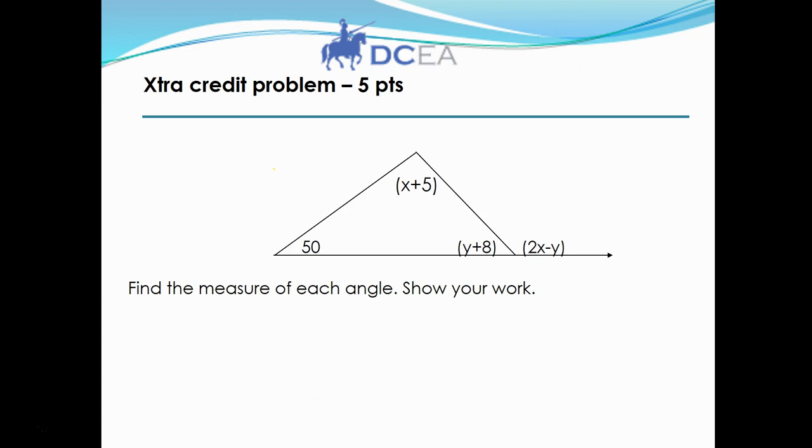Here's the extra credit problem. Once again, this is not in your book. You must show your work. You must do all of your other problems to be able to get credit for this problem.